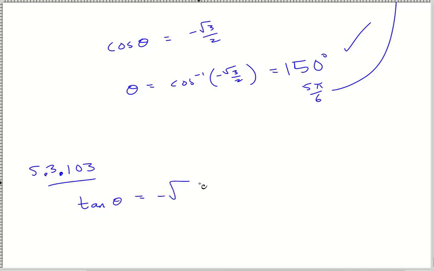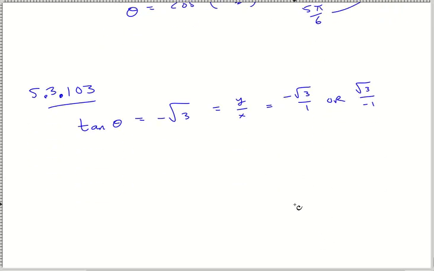So I got negative square root 3 for my tangent. And we've already discussed this. This is y over x. So could I have a negative square root 3 over 1? Or do I have a square root 3 over negative 1? Either one could work.